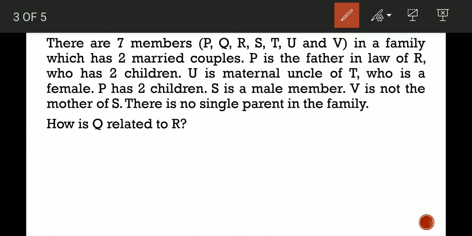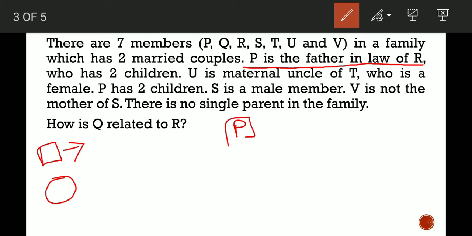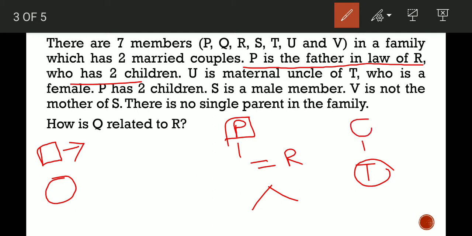So we can start from the starting of this question. For solving this question, I'm taking this box as male and this circle symbol as female. At first it is given that P is father-in-law of R. R could be male or female, we don't know. R has 2 children. Now U is maternal uncle of T who is a female. Therefore T is a female whose mother's brother is U.